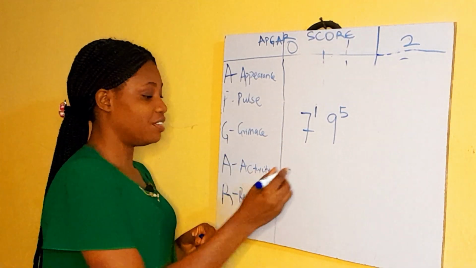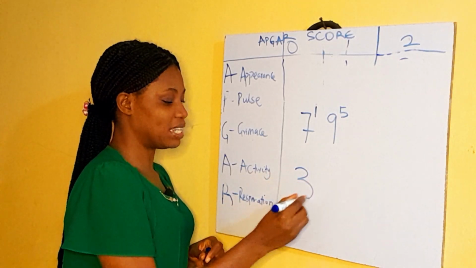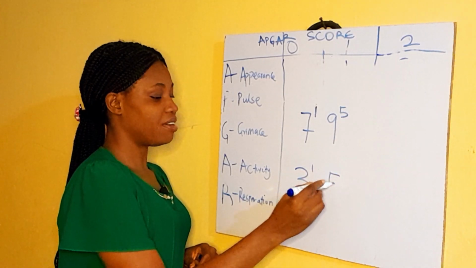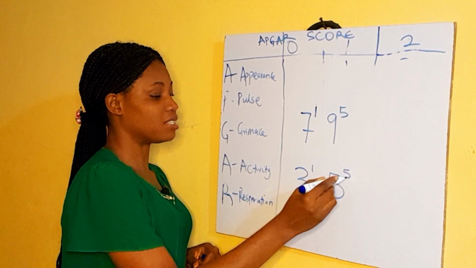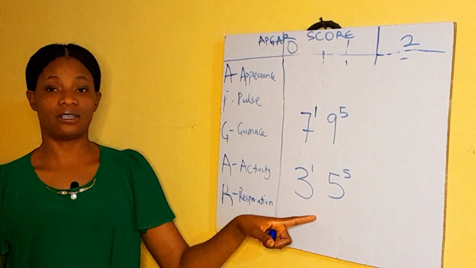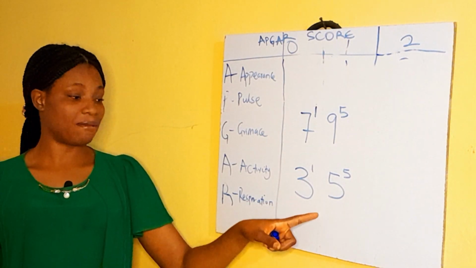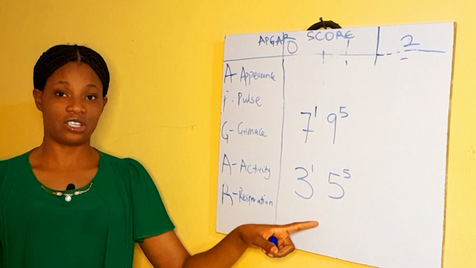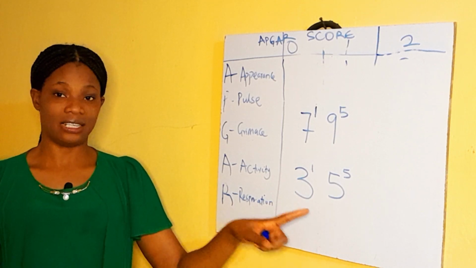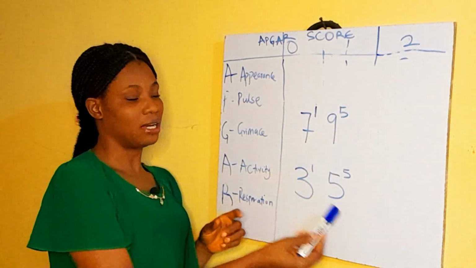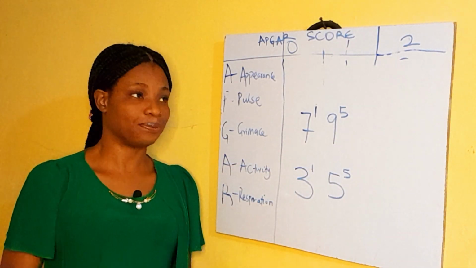Or if it is 3 in 1 minute, you put it this way: I've got 3 in 1 minute, 5 in 5 minutes. This is still APGAR, but this APGAR is poor. This APGAR may require resuscitation and other intervention for the baby. So these are APGAR scores.